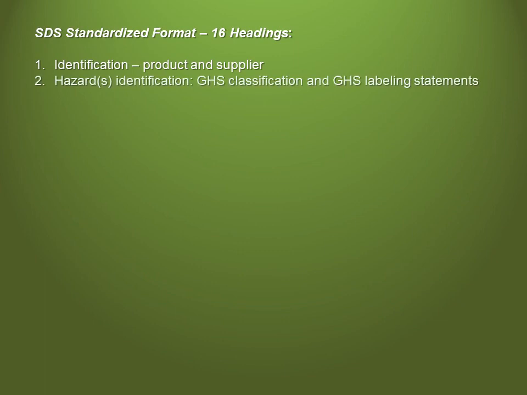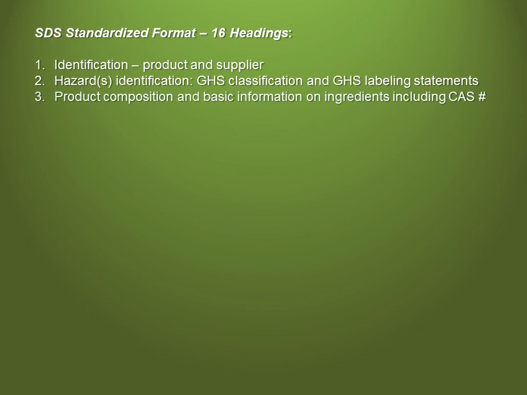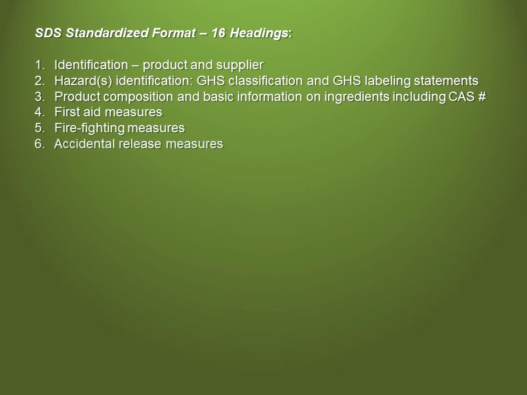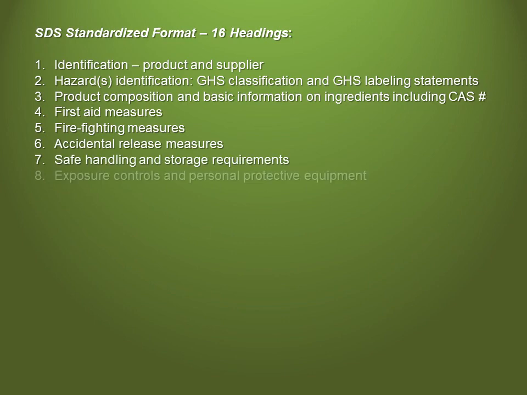Number 1, Identification, Product and Supplier. Number 2, Hazard Information, GHS classification and GHS labeling statements. Number 3, Product composition and basic information on ingredients, including the CAS number. 4, First aid measures. 5, Firefighting measures. 6, Accidental release measures. 7, Safe handling and storage requirements.